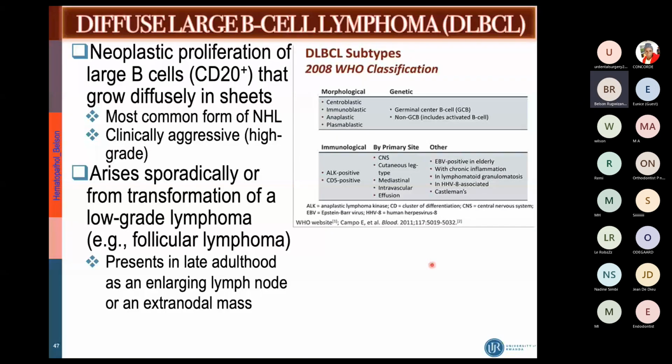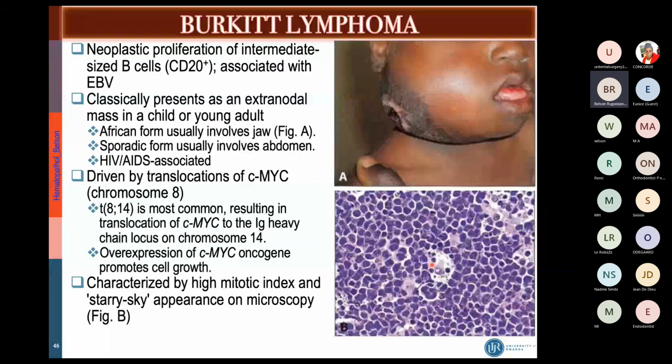So that's all for Burkitt lymphoma. One more thing I would say is that it responds very well to the treatments given. Even here in Rwanda, many children have been cured of it.